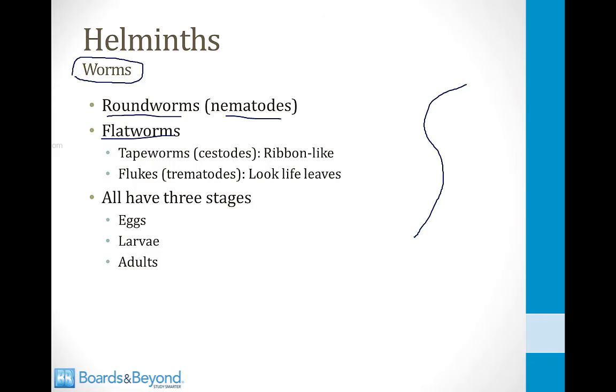Then there are the flatworms. The tapeworms are called cestodes, and tapeworms look like ribbons. And the flukes are called trematodes, and flukes look sort of like flat leaves. And all of these worms have three stages. They all lay eggs, and then the eggs grow into larvae, and then the larvae can mature into adults.